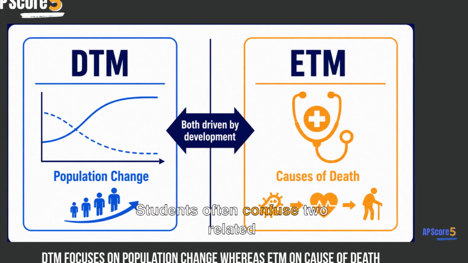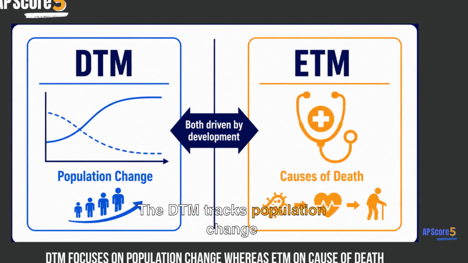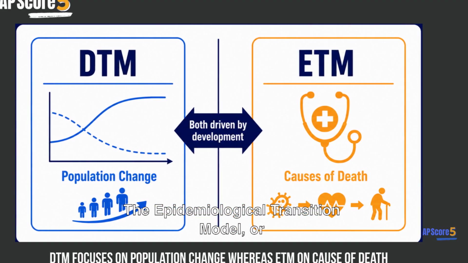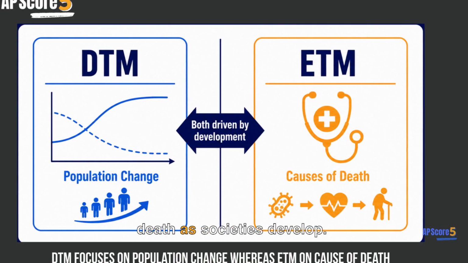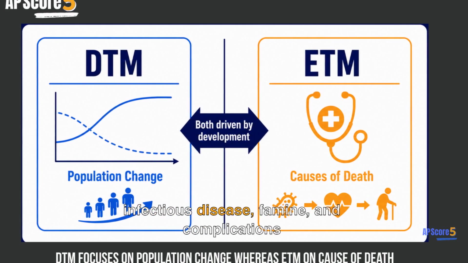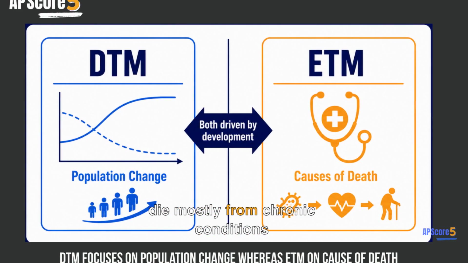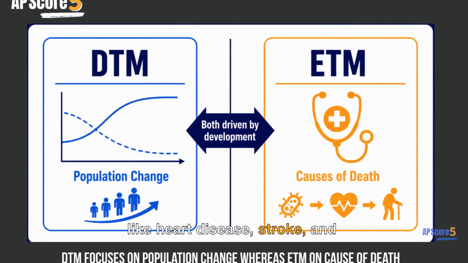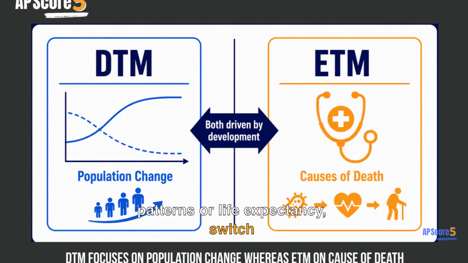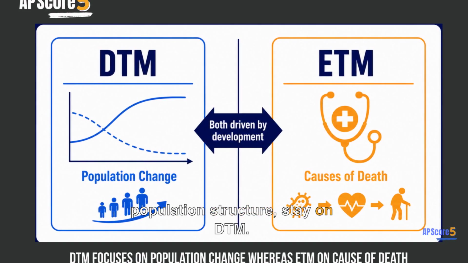Students often confuse 2 related models, so know the difference clearly. The DTM tracks population change through birth and death rates. The Epidemiological Transition Model, or ETM, tracks the causes of death as societies develop. Pre-industrial societies die mostly from infectious disease, famine, and complications of childbirth, while developed societies die mostly from chronic conditions like heart disease, stroke, and cancer. When the prompt mentions disease patterns or life expectancy, switch to ETM reasoning, and when it mentions growth rates or population structure, stay on DTM.